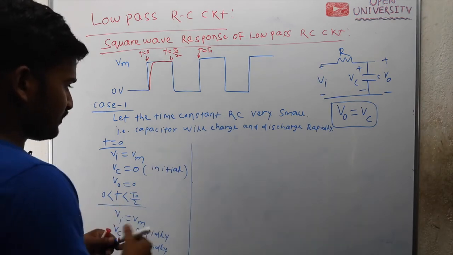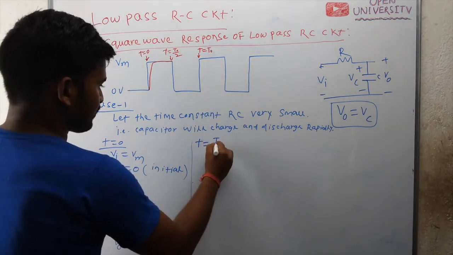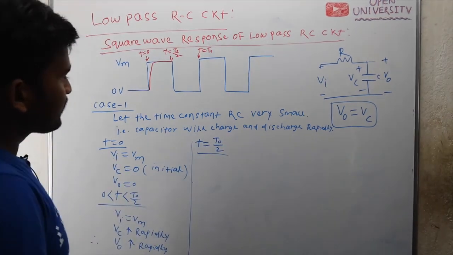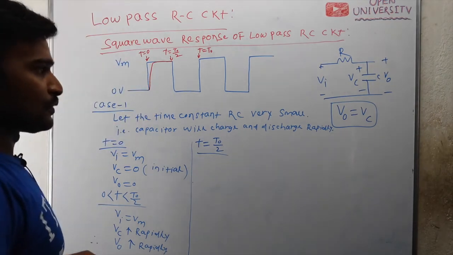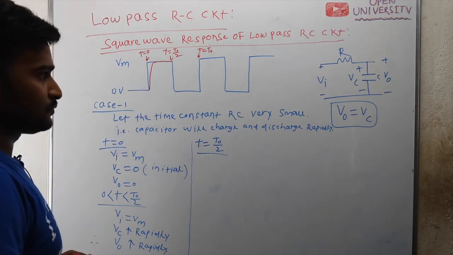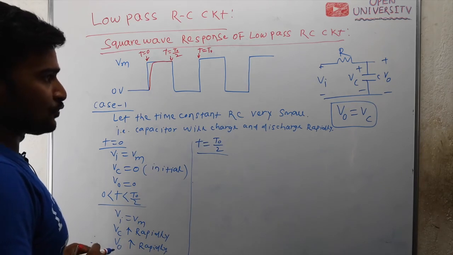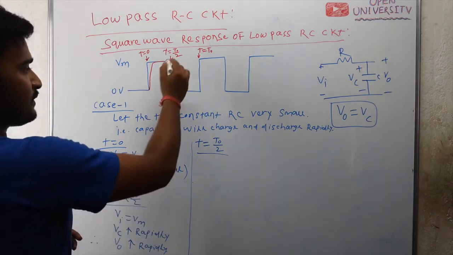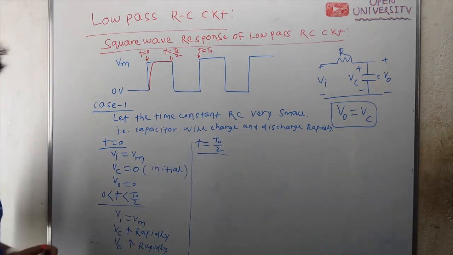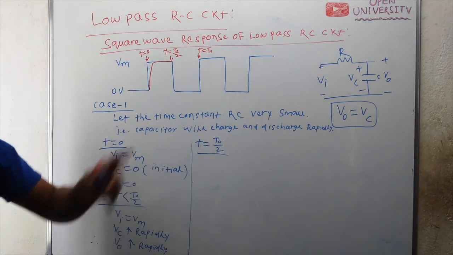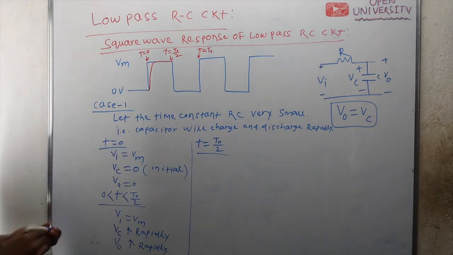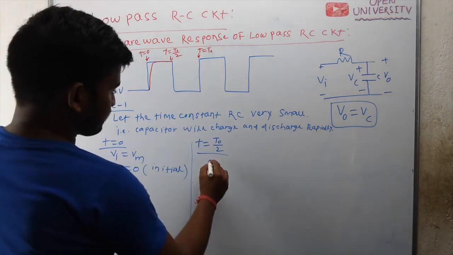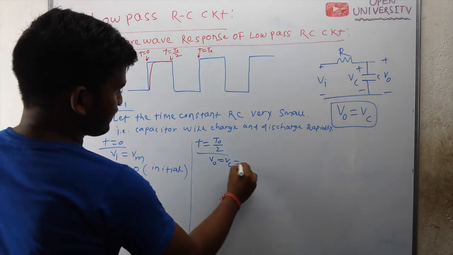Let's understand what happens when t equal to t naught by 2. When t equal to t naught by 2, input voltage is 0. So what is the output voltage? Output voltage equal to Vc. This is the output voltage. E naught equal to Vc, that is nothing but Vm.